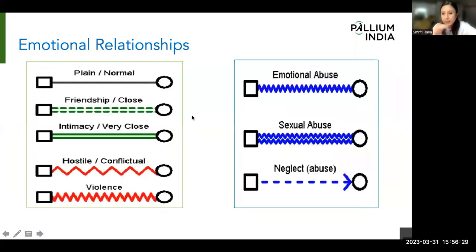Now, typically, you do the structure, but then you can denote emotional relationships. Okay. It's a regular relationship. There's no big ups and downs. These two are very close in terms of a friendship. These are very close. It's an intimate relationship. There is hostility or there's violence. There's emotional abuse, sexual abuse, neglect, which is also a form of abuse. So all of these things can be denoted. You can use different colors, and you can use color pencil so that if a relationship changes, you can rub it out and change it to what it is currently.